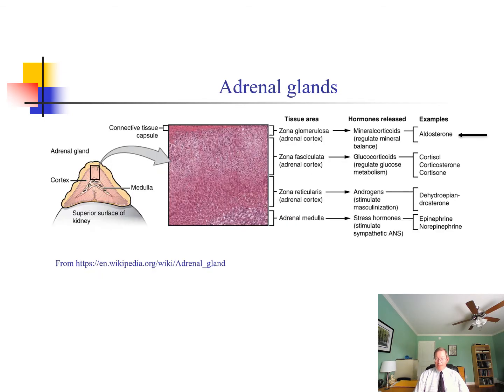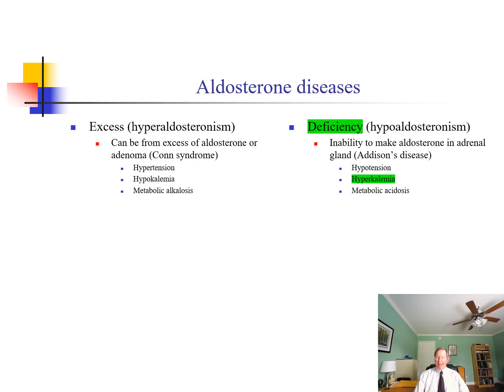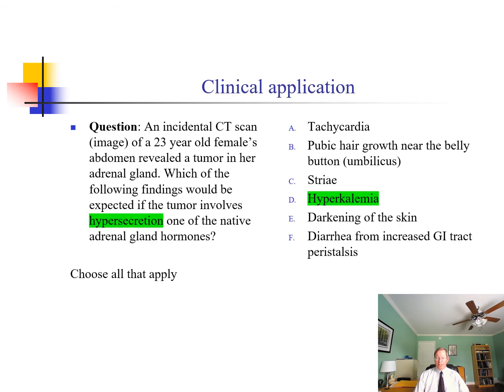The first thing you need to remember is what are the hormones that are released by the adrenal gland? And so you have aldosterone, the cortisones, DHEA, and epinephrine and norepinephrine. So let's step through these and see what hypersecretion would do. So consider aldosterone. If you have a deficiency of aldosterone, then you will have excess potassium in the blood, or hyperkalemia. So this hypersecretion is not consistent with hyperkalemia. It does affect potassium because of aldosterone. It's just in the opposite direction.